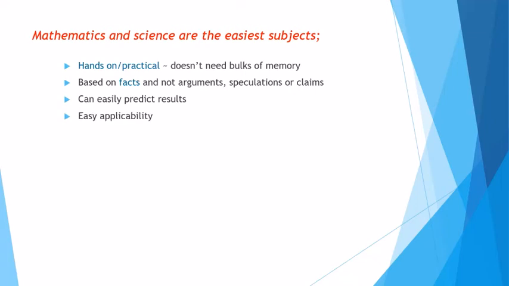Number 4, mathematics and science are easily applicable. You can apply mathematics and science in any field easily. Because if you want to solve a given problem, for example, if you are told to measure something, definitely you will go through mathematics. It's something you can unpack and apply in real life.